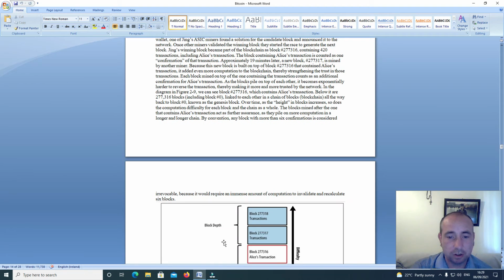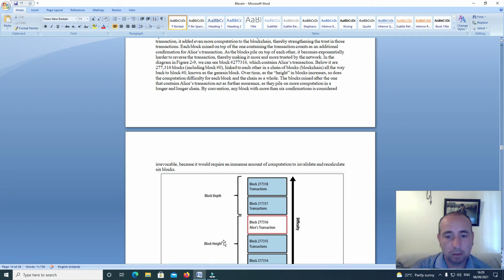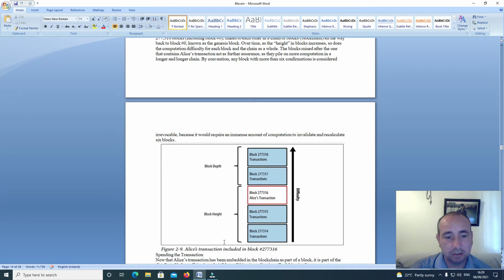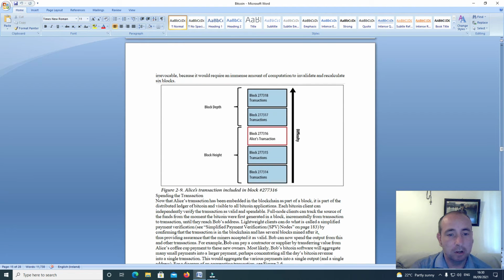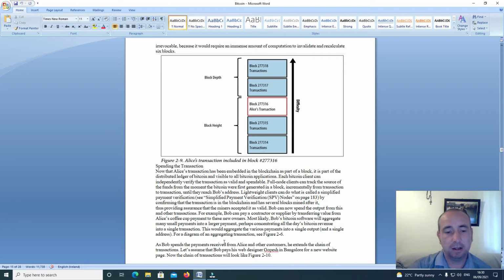By convention, any block with more than 6 confirmations is considered irrevocable because it would require an immense amount of computation to validate and recalculate the 6 blocks. So here you see in figure 2.9, Alice's transaction included in block hash 277316.